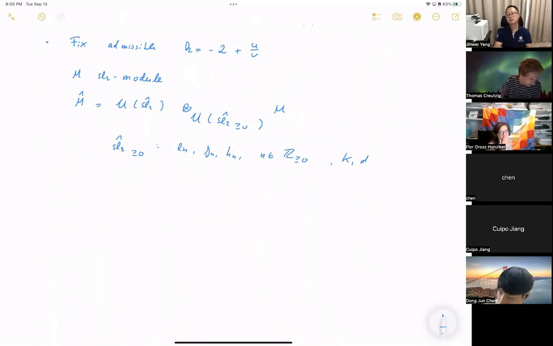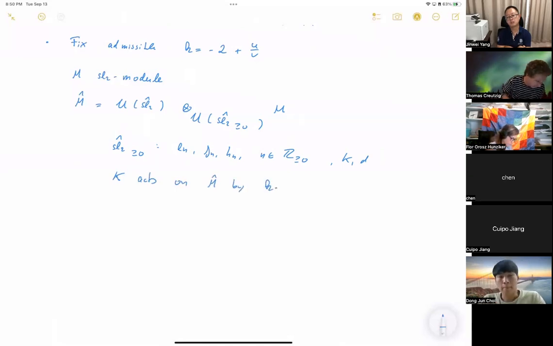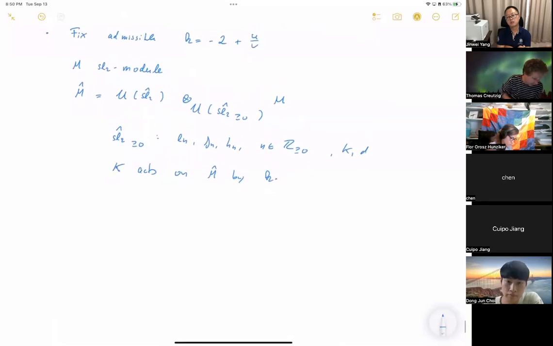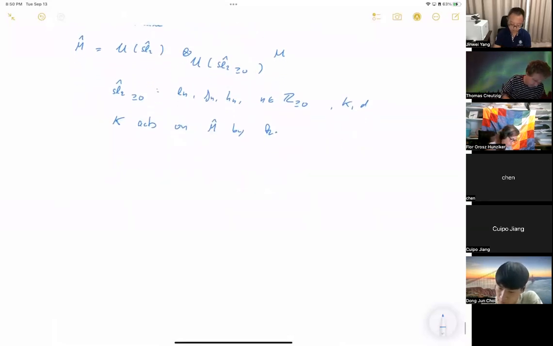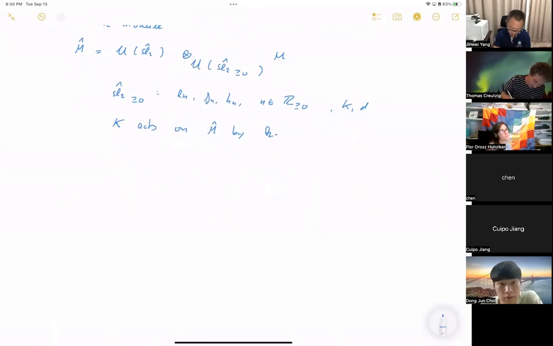And the central element, I lift it to an action also of the central element by requiring that it acts by multiplication with K, with the level. Okay. And now I define the modules of interest.